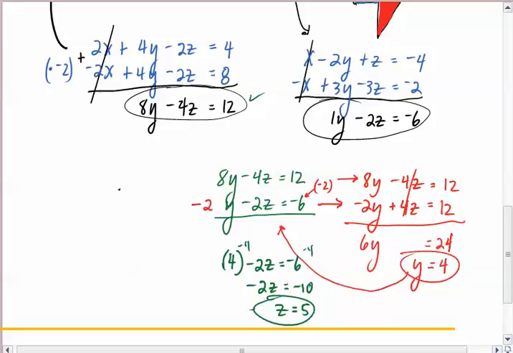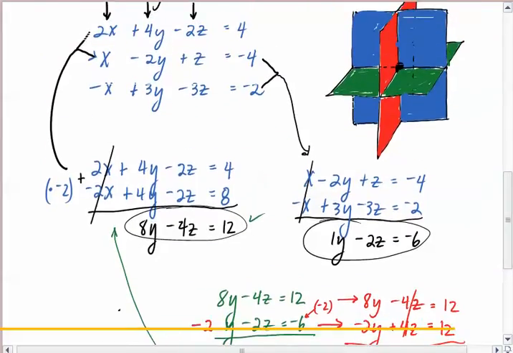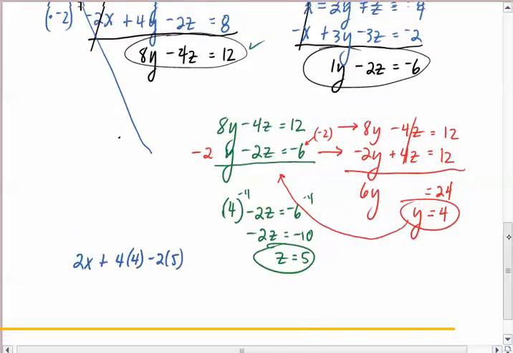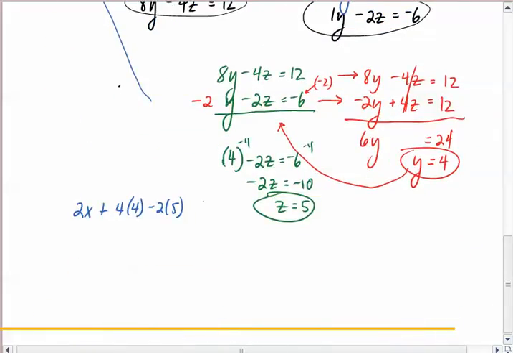And then what makes sense is to take this green one back to the blue original equation, either one of them, right? I'm going to bring it all the way back to the top. 2x plus 4y minus 2z. Notice I'm substituting in the y, minus 2z, let me make sure I wrote that top one correctly, is equal to 4.